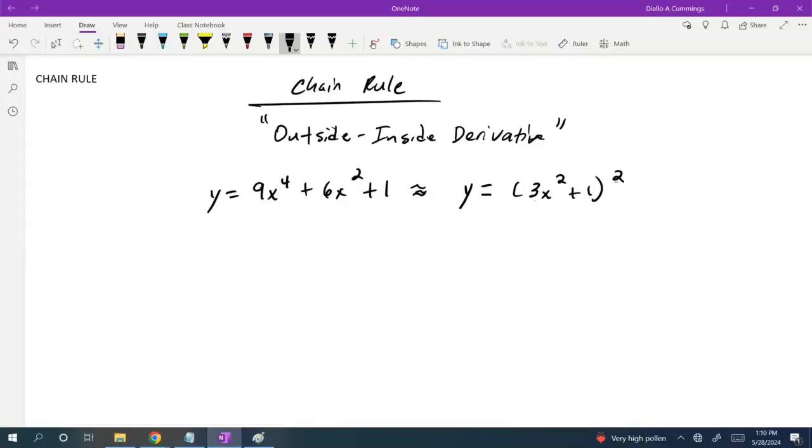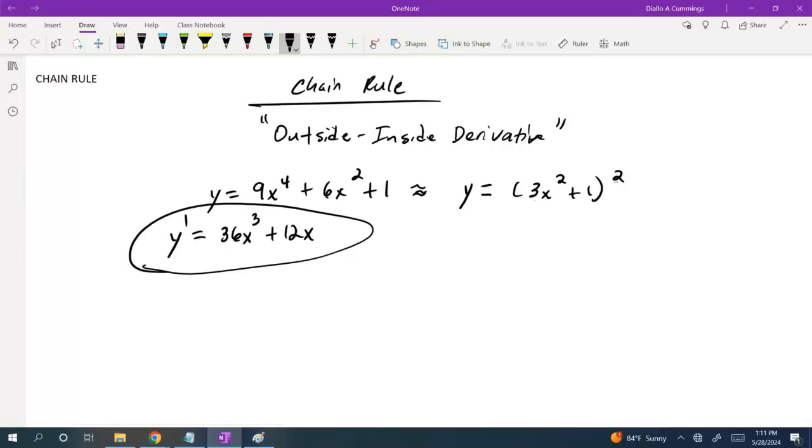So we're going to take the left-hand side, 9x to the fourth plus 6x squared plus 1, and we're going to find the derivative. So I'm going to use the power rule. So the derivative of 9x to the fourth power is 36x cubed. The derivative of 6x squared is 12x. And the derivative of any constant is 0. So this is the derivative, which should also be the same derivative for our function on the right-hand side.